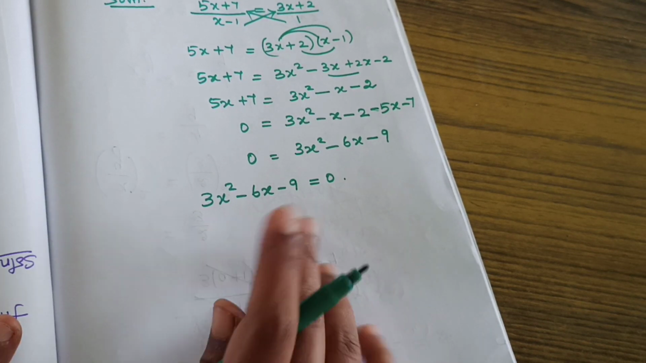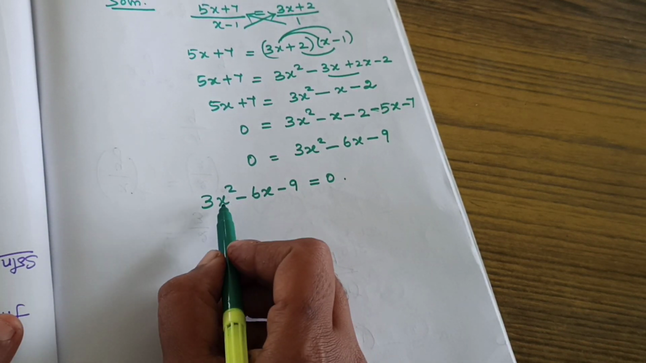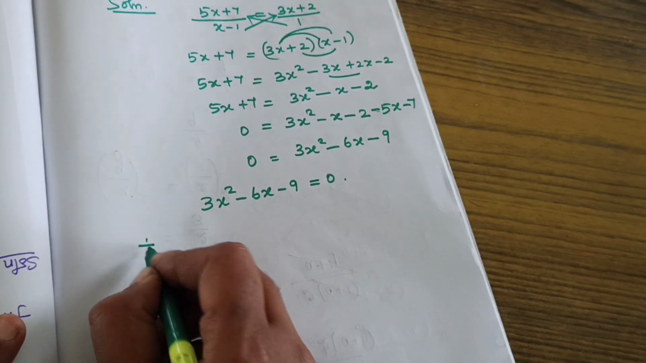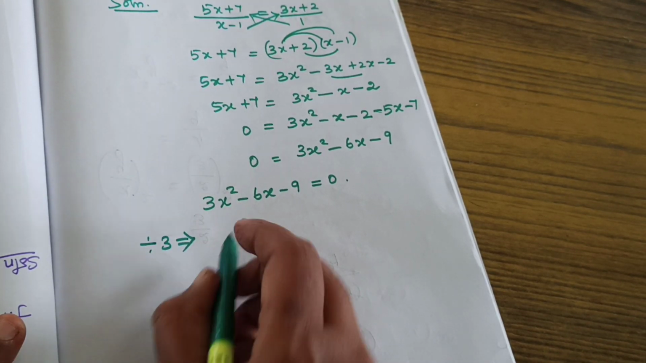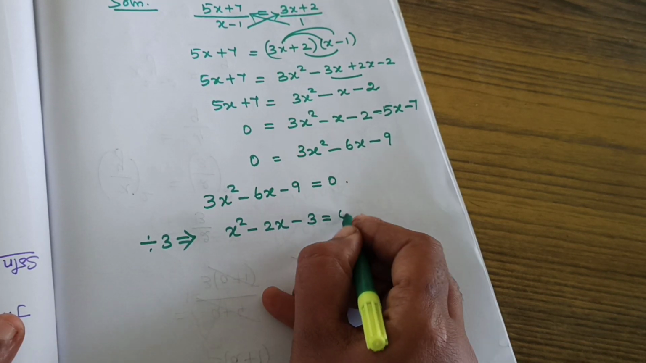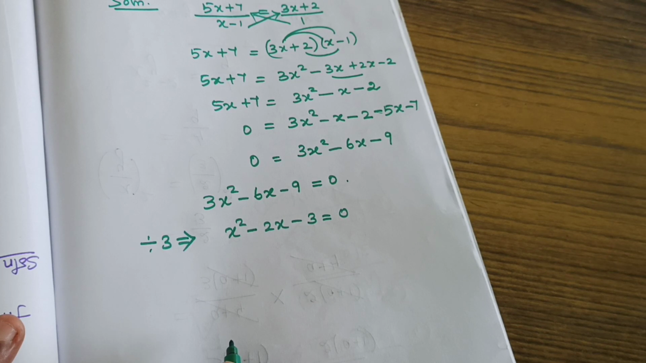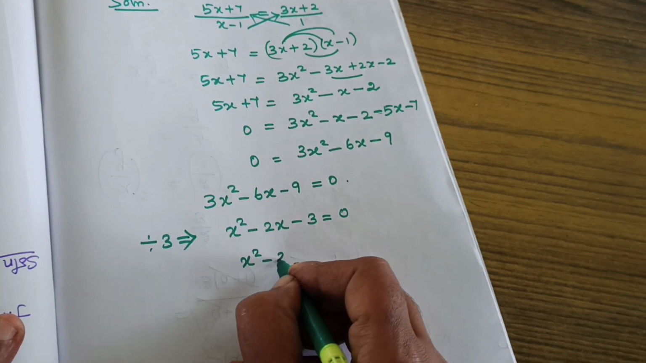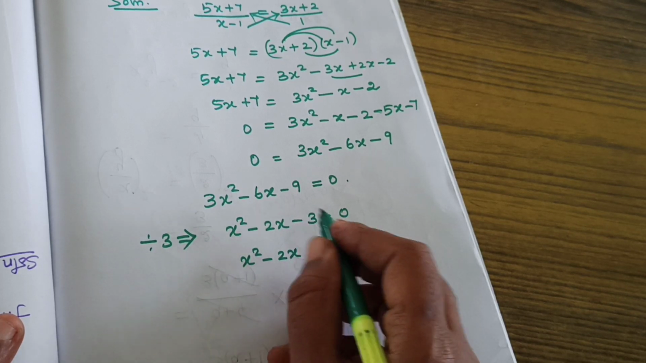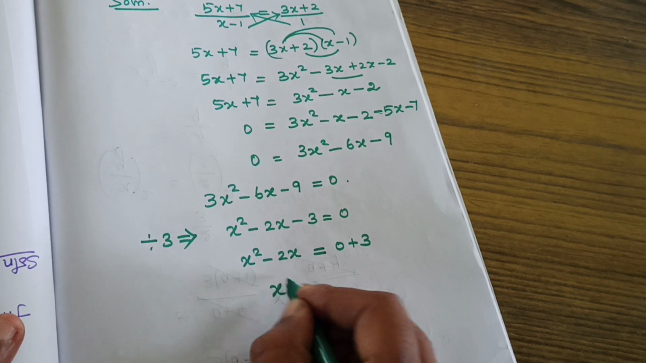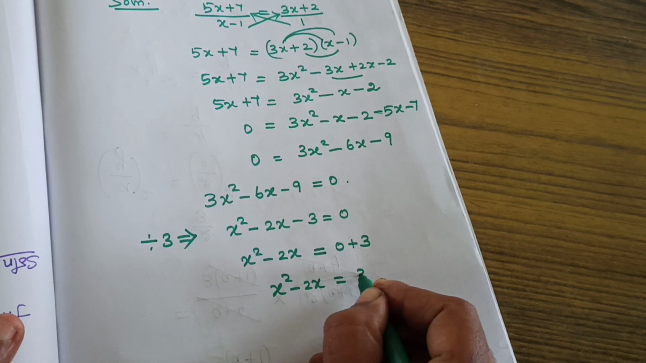The first step over. What is the next step? We need to check the coefficient of x square. Here the coefficient of x square is 3. So we should divide it by 3. Throughout you need to divide by 3. So x square minus 2x minus 3 equal to 0 by 3 also 0. Got it? So what is the third step? X square minus 2x. Want to transpose this constant term to the next side, which is equal to 0 plus 3. So x square minus 2x equal to 3.